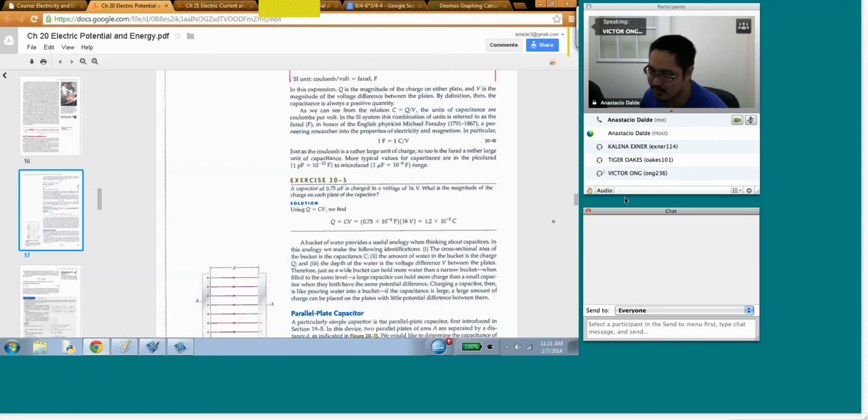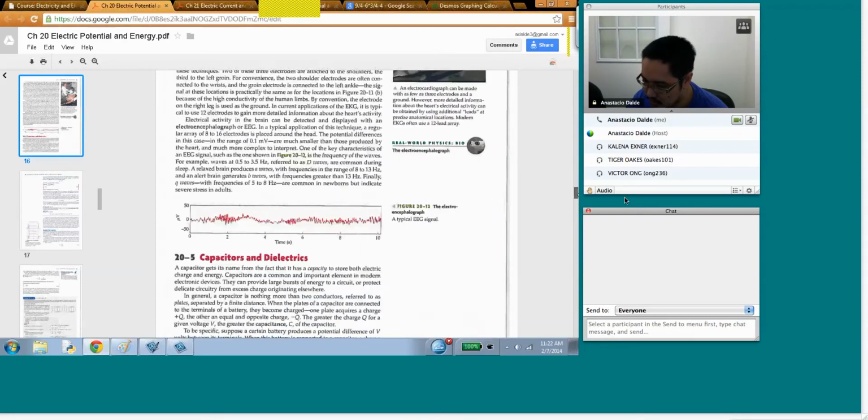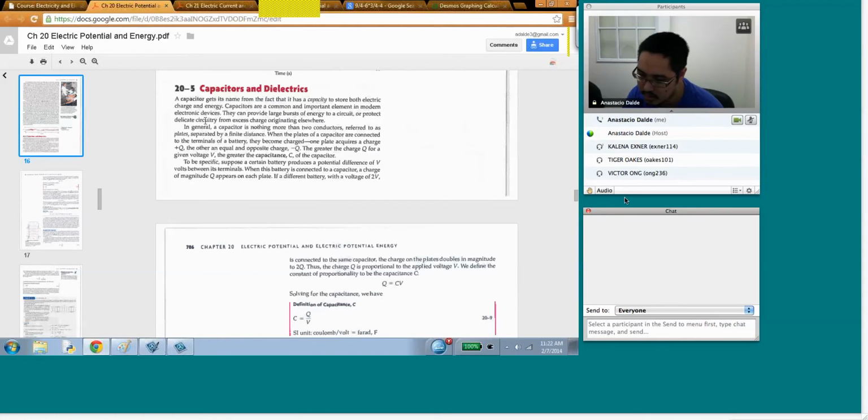All right. So how come that is -5, but we still have -6? Okay. Let's talk about capacitance a little bit more, and then we'll talk about that. All right. So a capacitor gets its name from its capacity to store both electric charge and energy. So that's what you're measuring, the amount of its capacity. How able is it to store electric charge? Does that make sense? So that's going to answer your question.